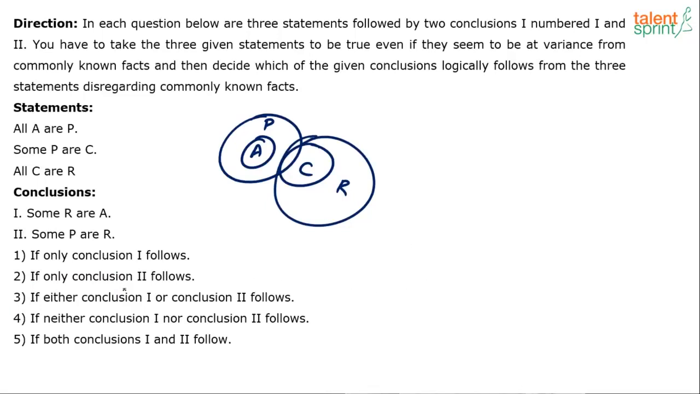Okay. All A's are P. Some P are C. All C's are R. Now conclusion: Some R are A? No. Remember, R and A are not touching. In the basic diagram itself, it fails.